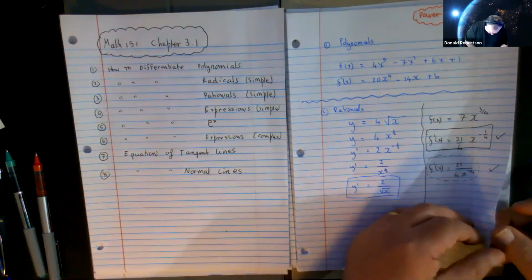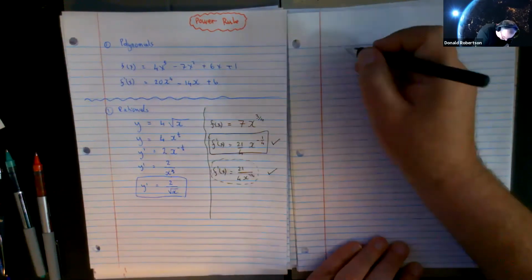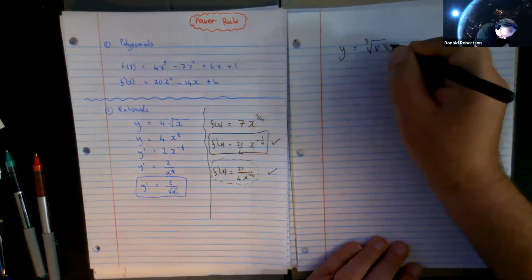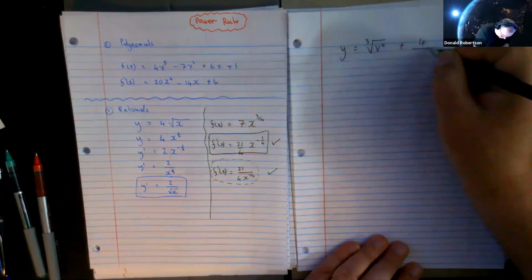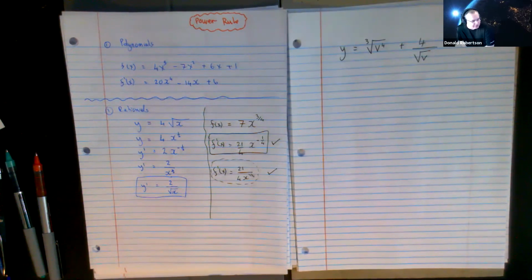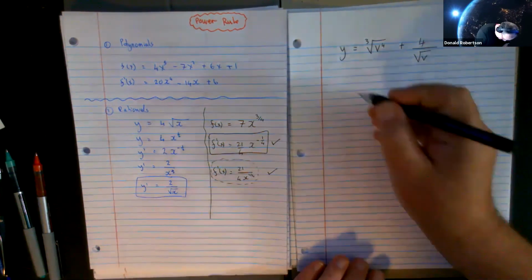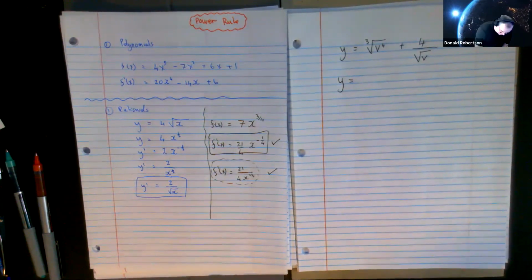Are we good? Let's show you a more complicated one. And let's stop using x's. Everything's x's. How about y equals the cube root of v to the 4 plus 4 over the square root of v. Now, these guys contain square roots and cube roots, so that makes them radicals, but they are nowhere near written in a format that's going to let me use the power rule.